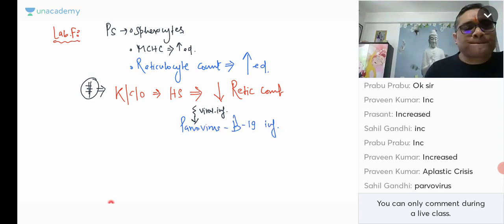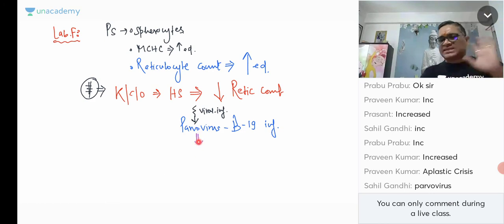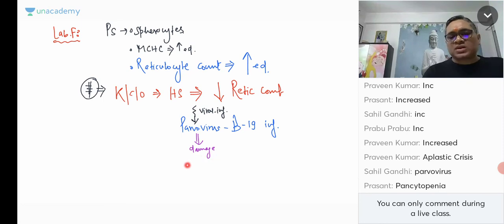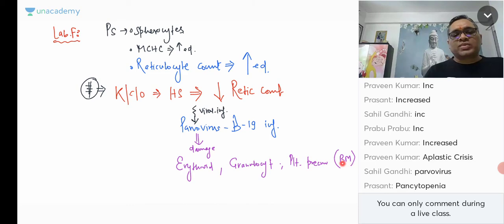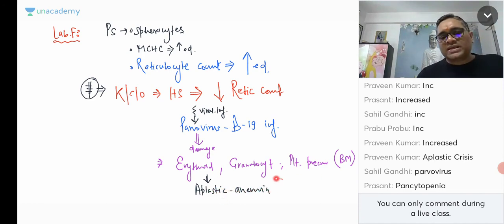What will they do? They will cause damage of all the stem cells in the bone marrow. What are the stem cells? Erythroid, granulocytic precursors, and platelet precursors in the bone marrow. Because of all this damage, this patient will have aplastic anemia. Bone marrow is getting damaged, so they develop aplastic anemia, and this development is called aplastic crisis.